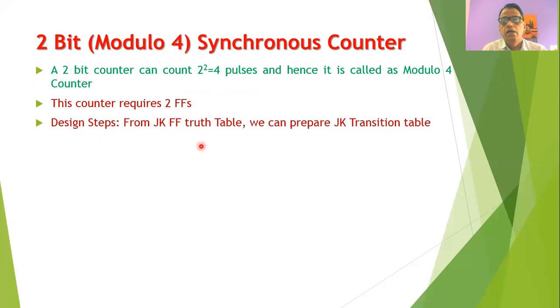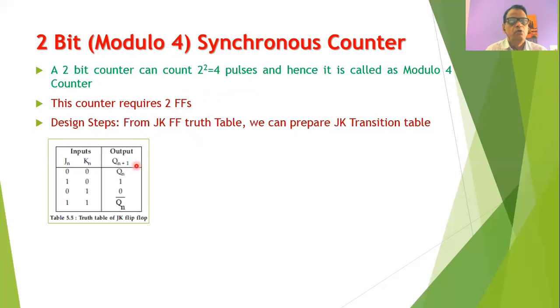Now, initially, we should know the JK truth table, and from the JK flip-flop truth table, we can prepare the JK transition table. So this is the truth table of the JK flip-flop. When J and K are 0, 0, the output Qn plus 1 will be equal to Qn, that is the initial state. For 1, 0, output will be 1. For 0, 1, output will be 0. And for 1, 1, the output will be the complement of the initial state, that is Qn bar.